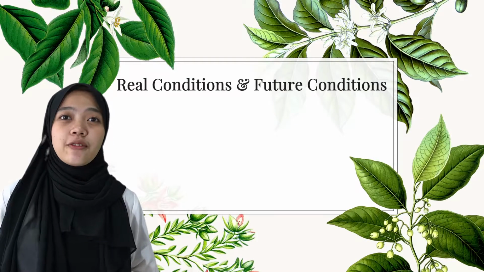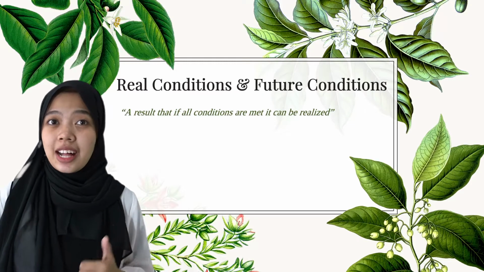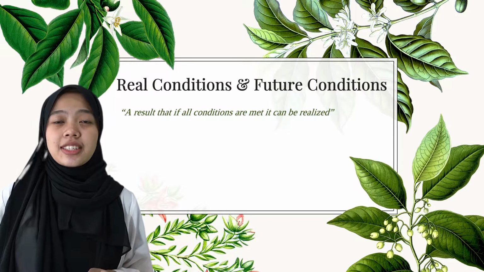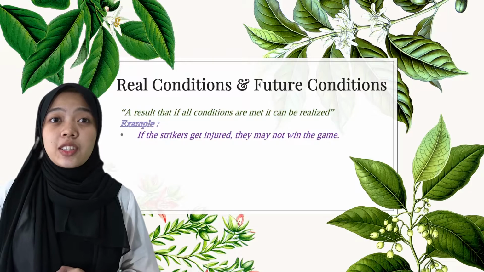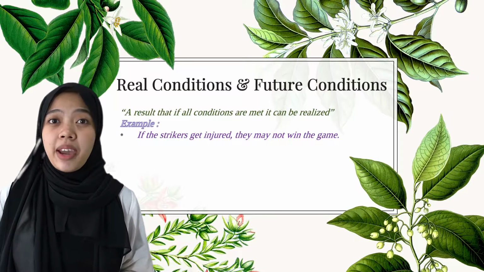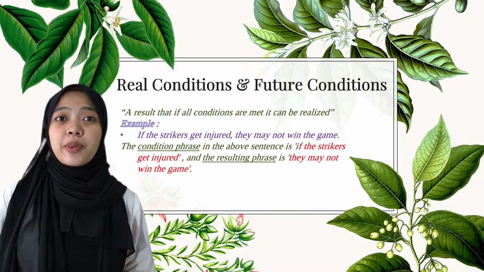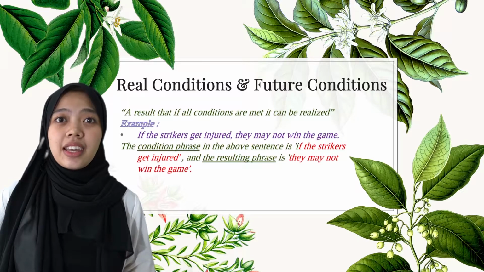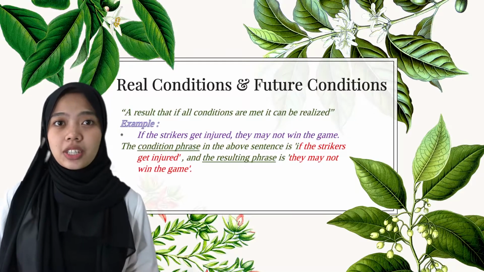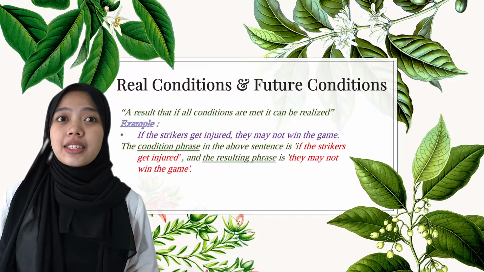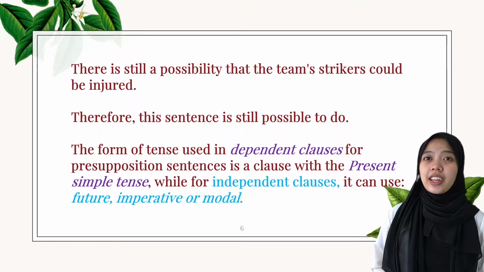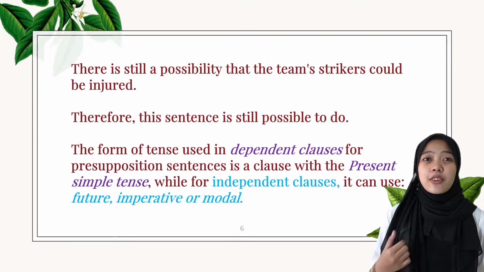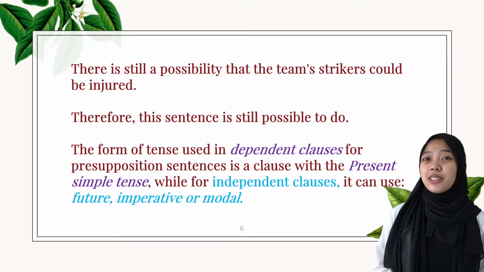Real conditions and future conditions is a result that if all conditions are met, it can be realized. For example, if the strikers get injured, they may not win the game. The condition phrase in the above sentence is if the strikers get injured, and the resulting phrase is they may not win the game. There is still a possibility that the team strikers could be injured. Therefore, this sentence is still possible to do.